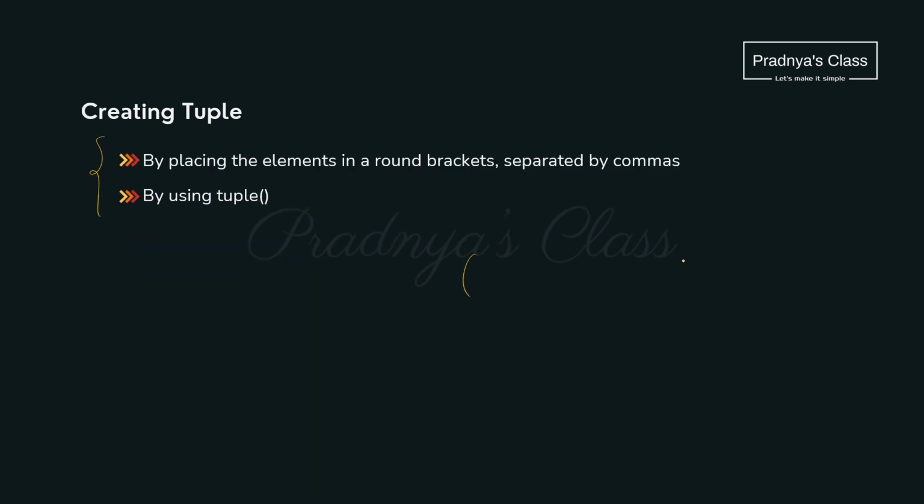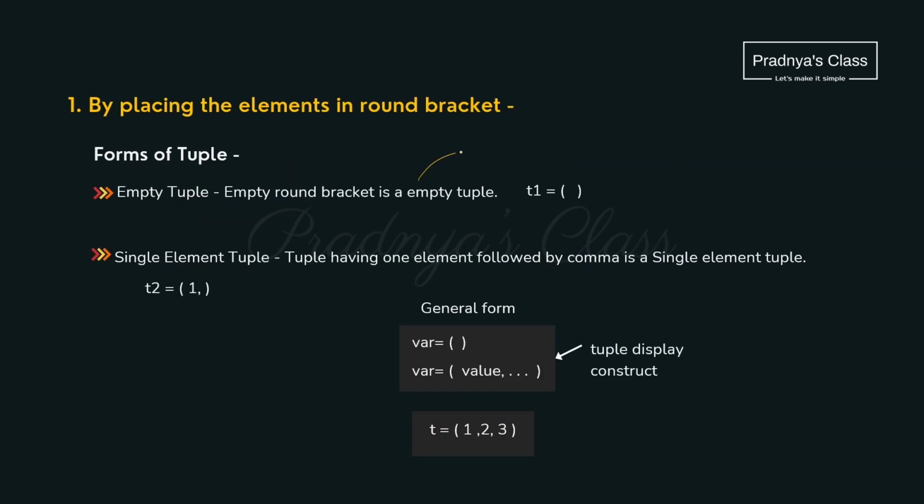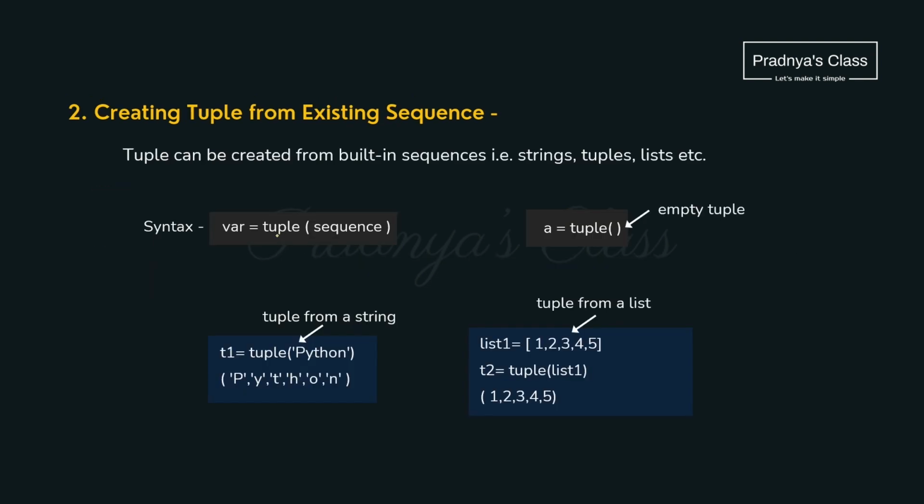Generally, we enclose the elements in a round bracket separated by comma, or you can use tuple constructor to create tuple from another sequence. If you want to create an empty tuple, you will write empty round brackets. But make a note of it. If you want to create a single element tuple, you will write one element followed by comma. If you mention the element like this, Python will consider it as an integer, not as a tuple. If you want to create a tuple with many elements, then you will separate them with comma. Tuple constructor can be used to create tuple from another sequence. In this example, we are creating tuple from string, and here we are creating tuple from list.